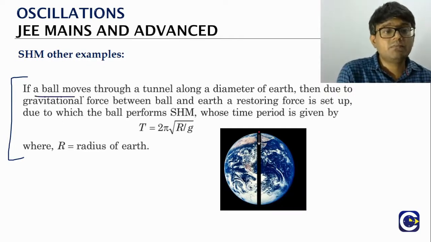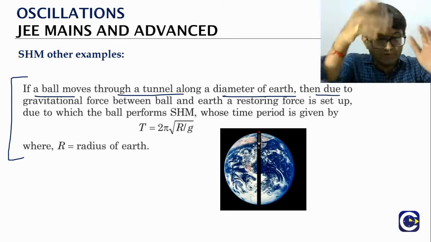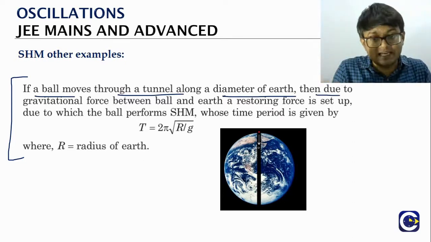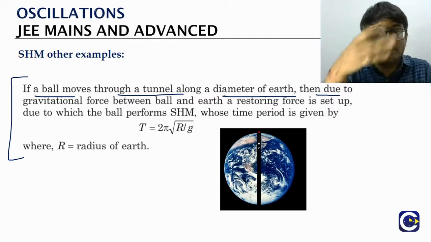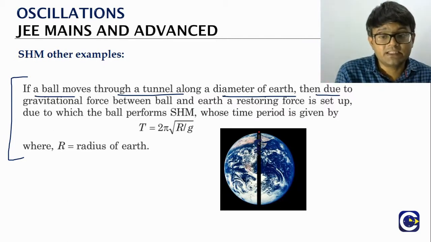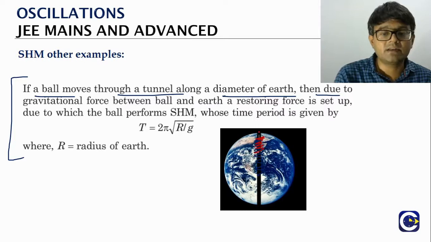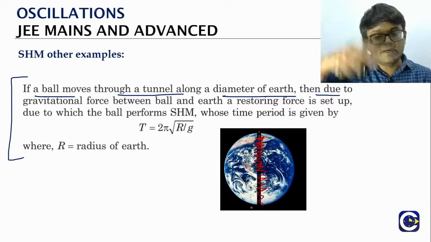So if you have a ball which is moving through a tunnel along the diameter of the earth, hypothetically, there is no such tunnel actually made, but if you can think of a tunnel like this, you can see here this is a tunnel. Maybe I'll use a different color. Okay, the red color one, I'm drawing the path here. This is the diameter tunnel.